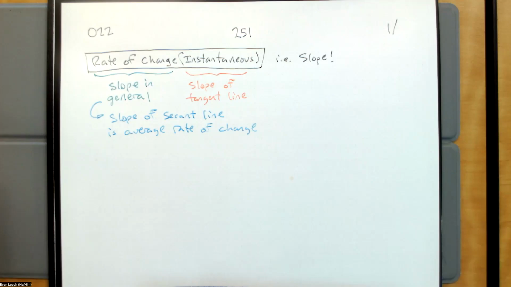Today we want to look at an example where we're calculating the slope of a tangent line and we're going to approximate it with a secant line. The question came up yesterday, how close is close enough? And the answer is you'll just know. Eventually you'll just know.